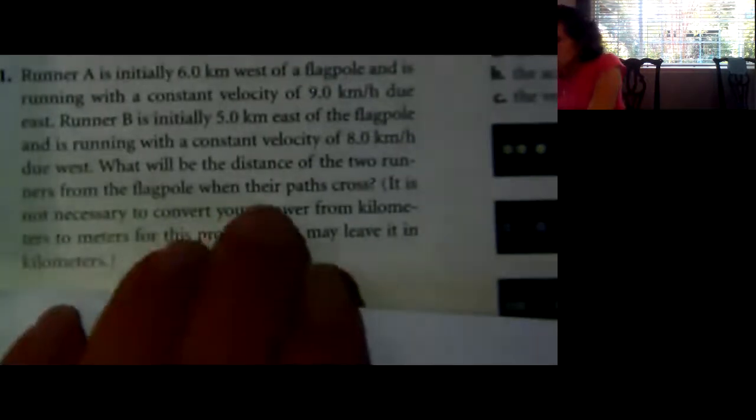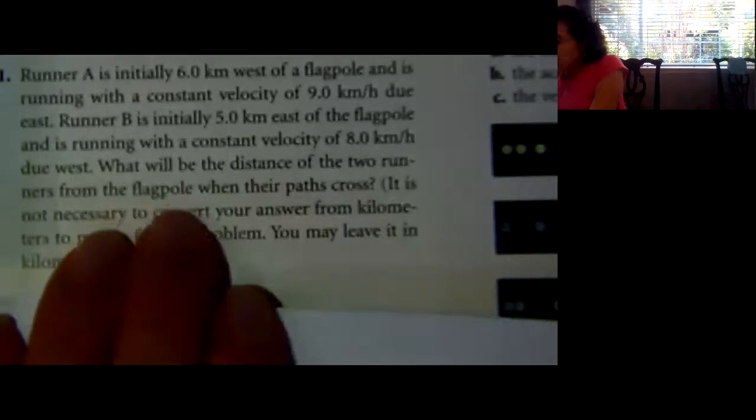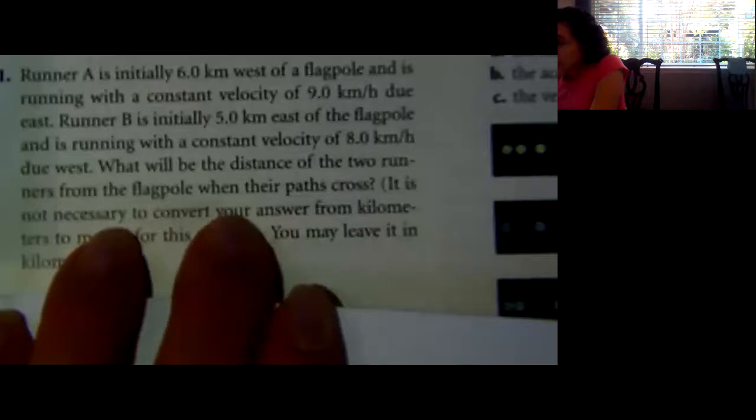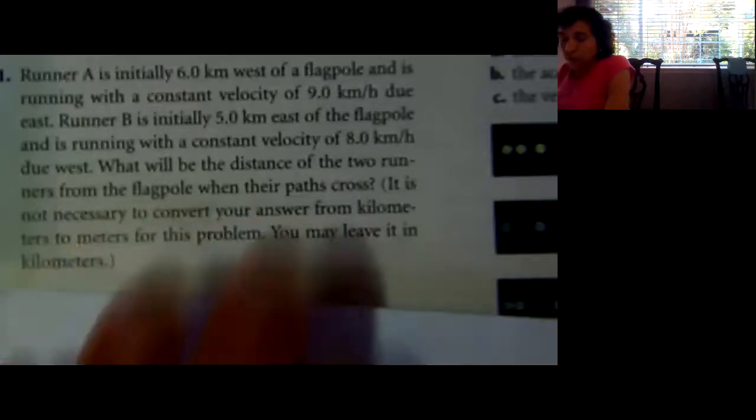So what's the question? Forget what the question is. What's the distance? You guys see that? What's the distance of the two runners from the flagpole, where are they when they meet or when they are about to pass each other? When they exactly are passing each other, where is that with respect to the flagpole? Okay, so what do I want to do?